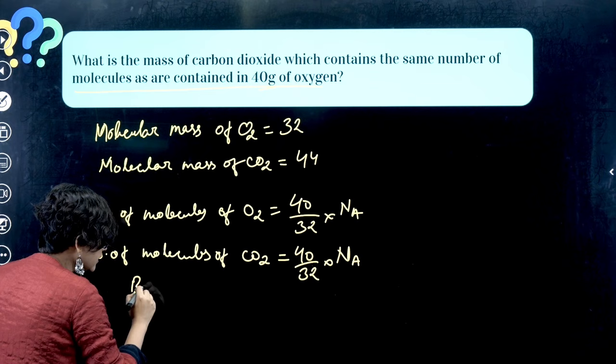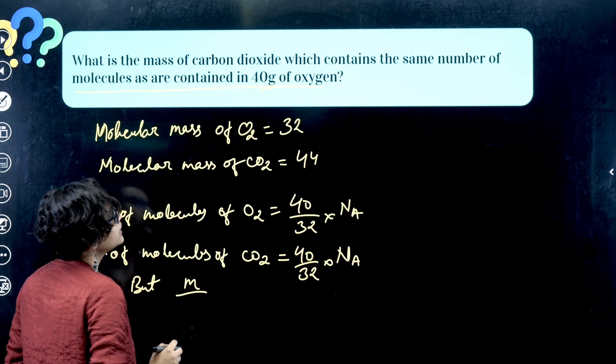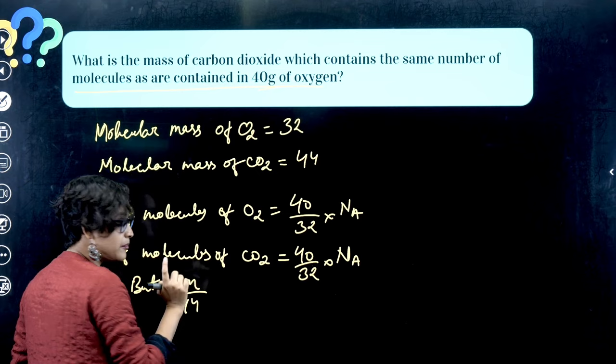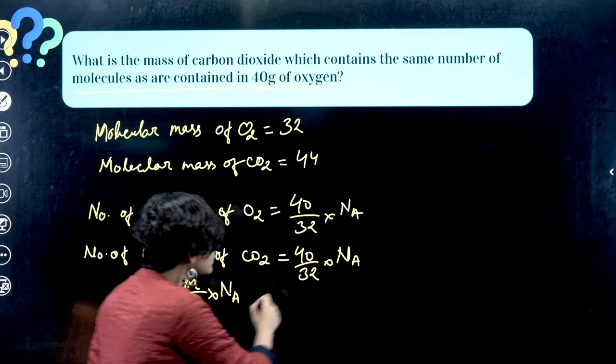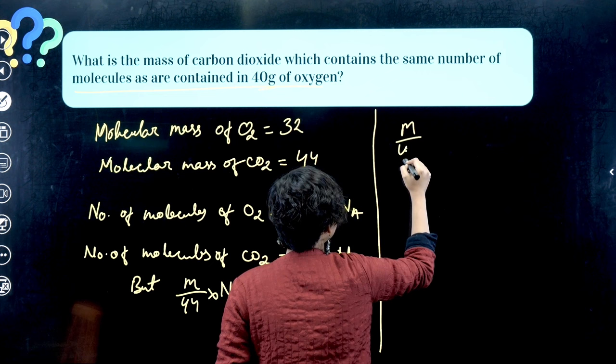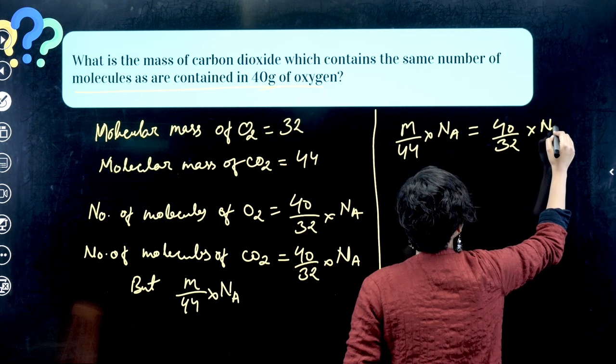But we also know that I do not know the mass of carbon dioxide. So I can also write it as M divided by 44 into Na, where my given mass is M and my molecular mass is 44. That is also possible. So I can equate these two: M divided by 44 into Na is equal to 40 divided by 32 into Na. So this cancelled, this cancelled.